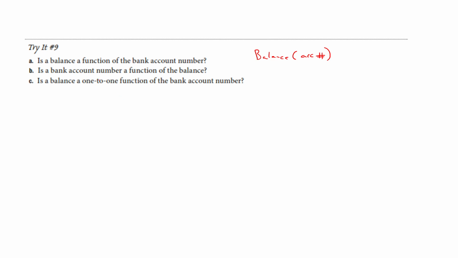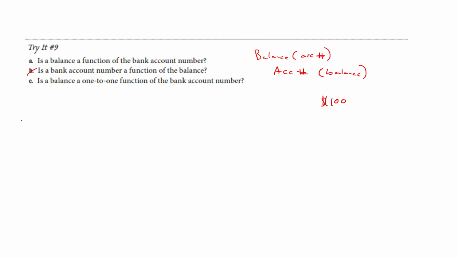Now let's look at the second one. Is an account number a function of the balance? Okay, so I'm putting a balance in and the account number comes out. Well, what if I put in $100 into the machine? Isn't it possible that there are lots of different accounts that have a balance of exactly $100? So B is not a function.